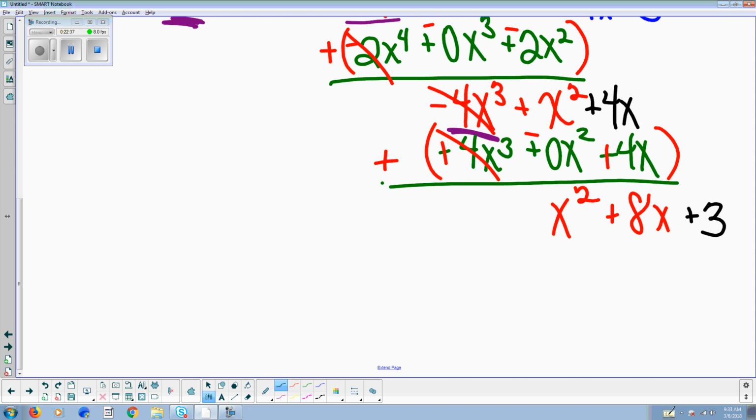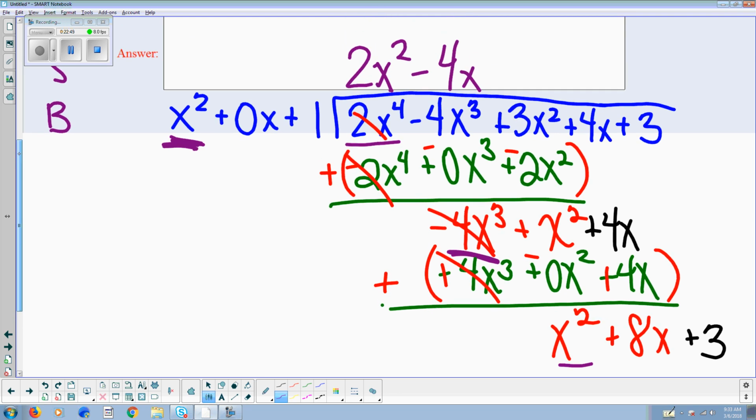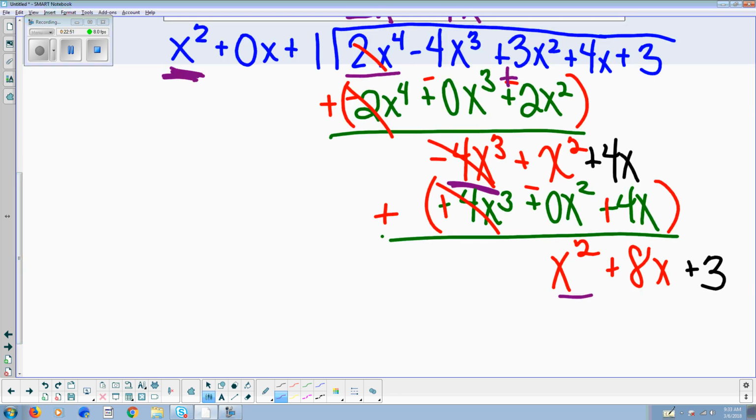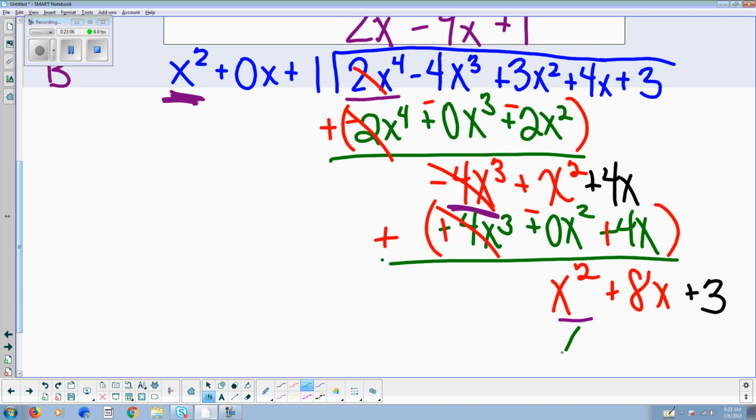Back to the same algorithm. Daddy, mommy, sister, brother. What can I multiply by x squared to get x squared? X squared times 1. So then we multiply by 1. So 1 times all of this is just going to be x squared plus 0x plus 1. There's my multiplication by 1.